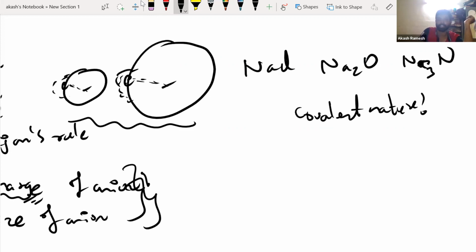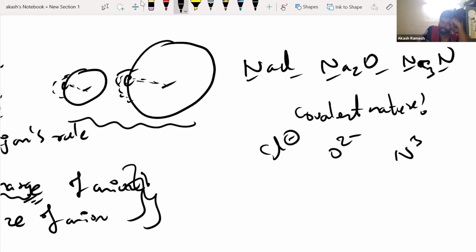Now again, you see the cations are the same. The only difference is happening in the anions. So what are the anions here? Cl minus, O2 minus, and N3 minus.